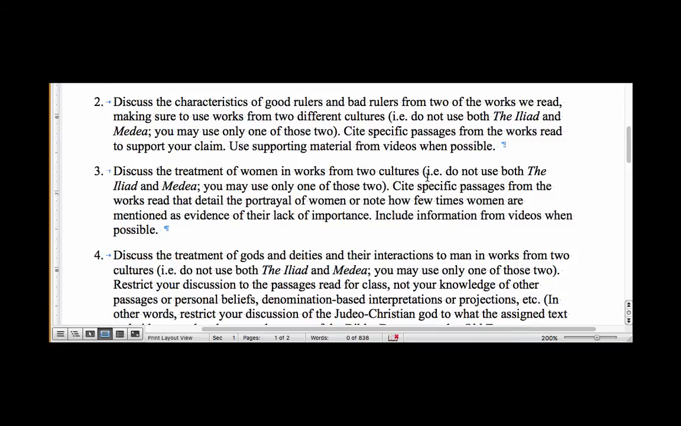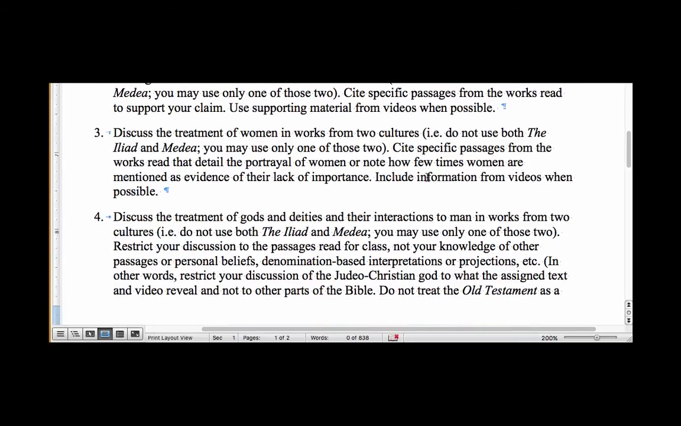The next question asks about the treatment of women in the works from the 2 cultures. And again, you can't use both the Iliad and Medea, you can use one or the other. One of the things that you can note if you use either the Iliad or Gilgamesh is that the women don't play very much of a role in it at all. And of course, you can't cite an example for how women don't appear. However, there are women in both of them.